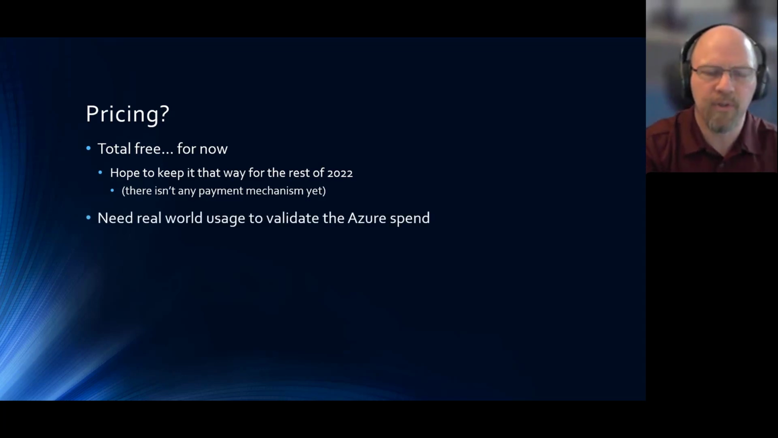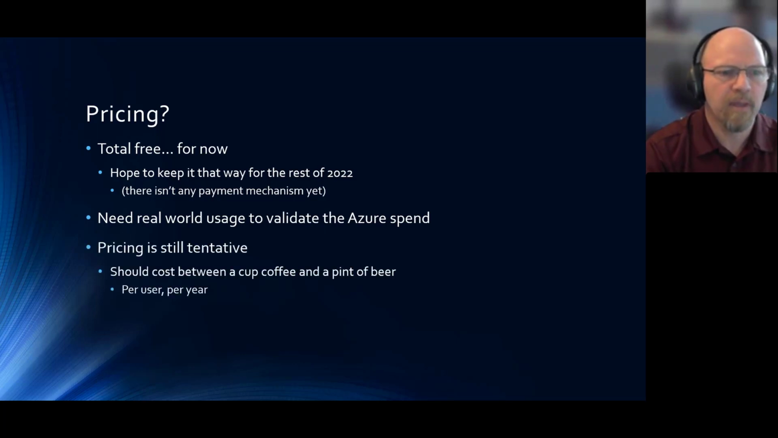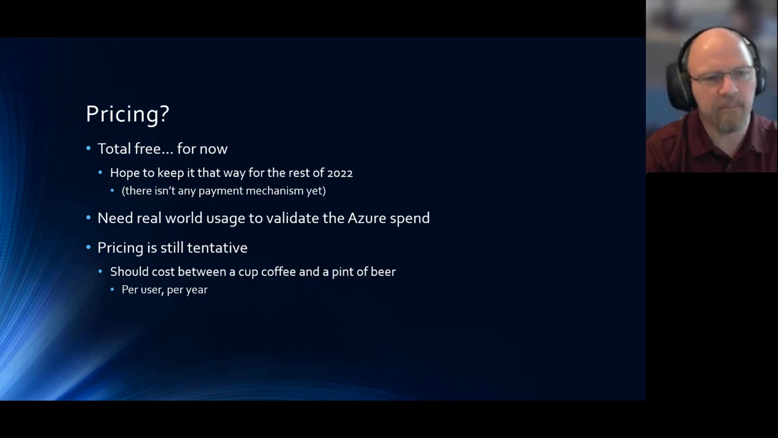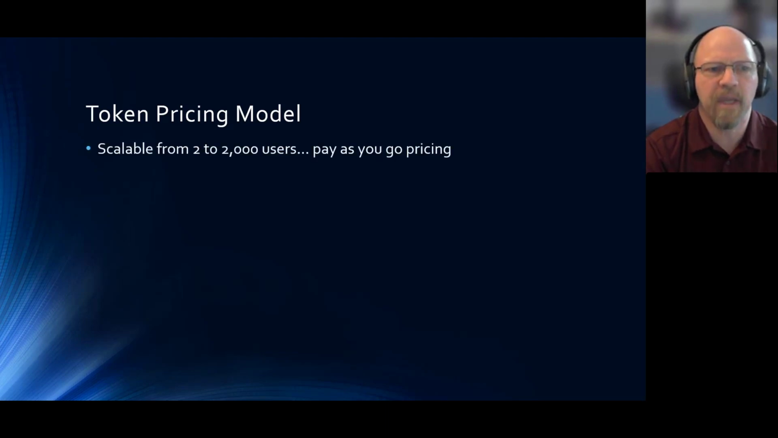But basically, I need real world usage to validate that the pricing model I've come up with makes sense. It's still tentative, but I'm looking to make it super affordable, as in the price of a cup of coffee or a pint of beer. That's probably Seattle prices, maybe not London prices, but that would be per user per year. So I'm trying to make it extremely affordable. To do that, I've come up with what I'm calling a token pricing model, which will make it scalable between 2 and 2,000 users. Another tenet of cloud computing is this pay as you go.